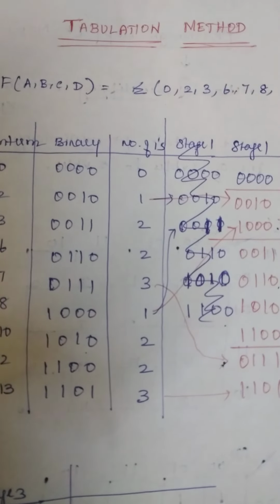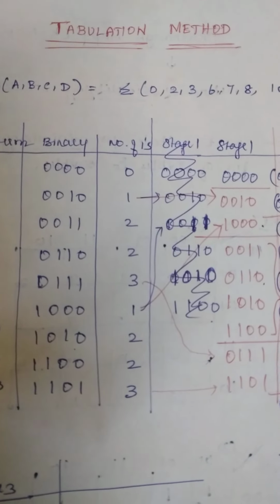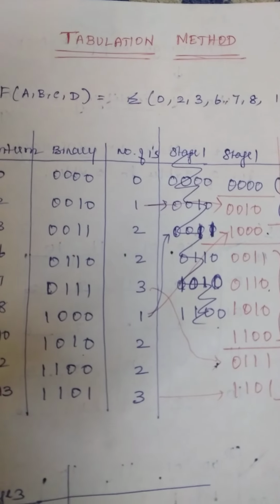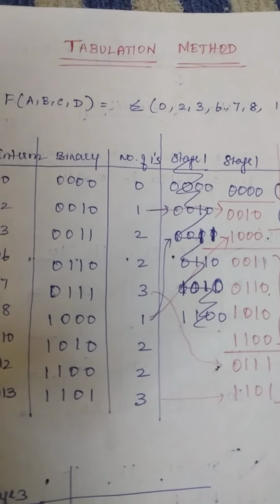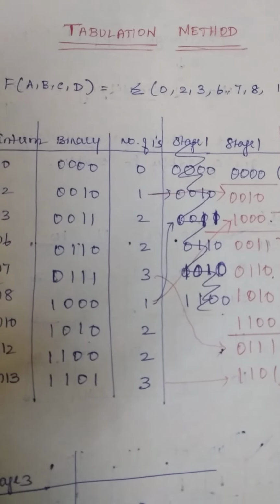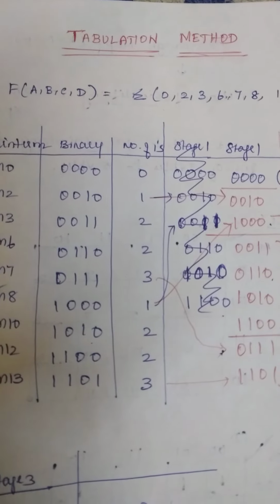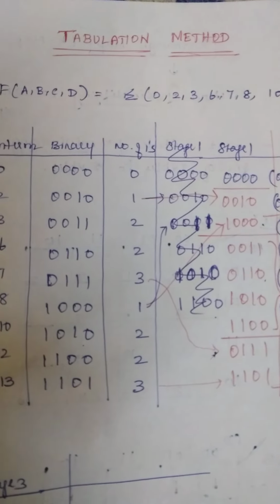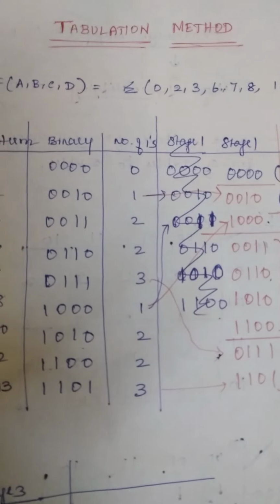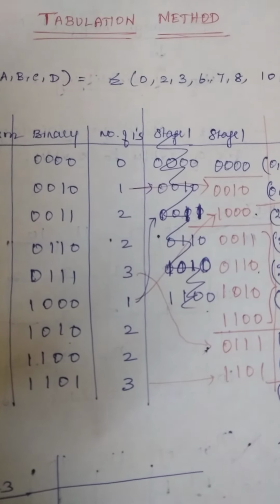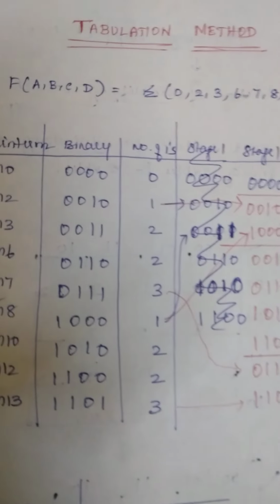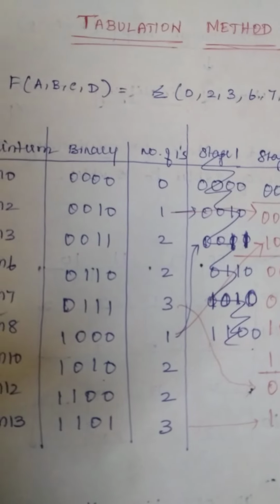In this lecture, we will be seeing about the tabulation method. This tabulation method is also called the Quine-McCluskey method. In K-map, we can minimize up to 5 variables. In the tabulation method, we can minimize a large number of variables. That's the difference between K-map and tabulation.